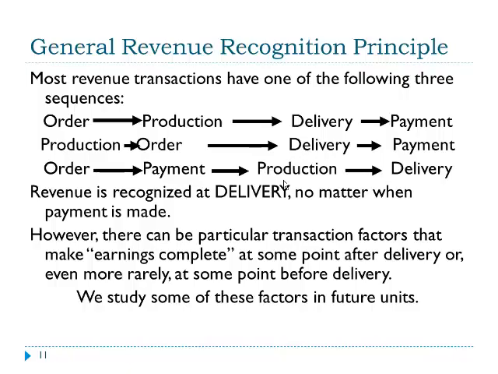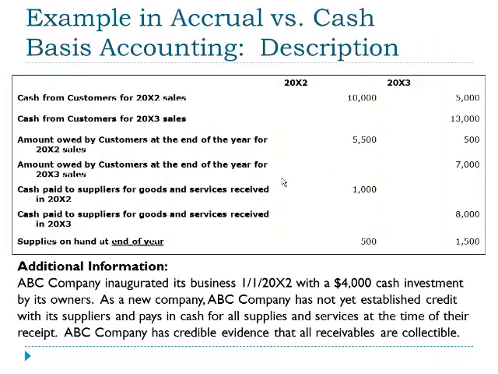Or we could have a situation where we require the order and the payment before production begins and delivery happens. This often happens with goods in which it's a new customer and we don't necessarily have confidence that they're going to meet their side of the order and actually pay us. In all of these circumstances, revenue is recognized at delivery, no matter when the payment is made. There are some exceptions that we're going to talk about much later when we get to Unit 6, but right now we're looking at the usual situations.